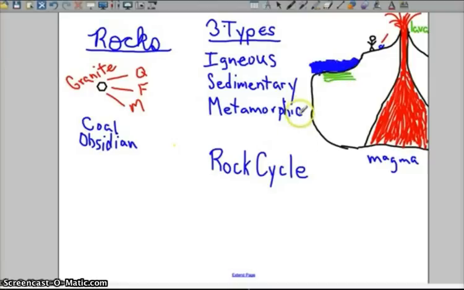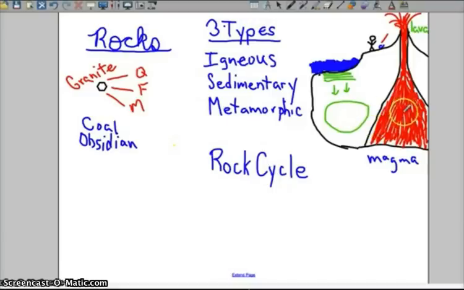Metamorphic rock, however, is often formed deep underground, such as in this area, where you have a lot of pressure. It's formed under pressure, and it's formed under heat. All this rock here has a lot of pressure that goes with it. And it can actually change the composition of the rock to be metamorphic. Metamorphic is under a lot of pressure and heat.